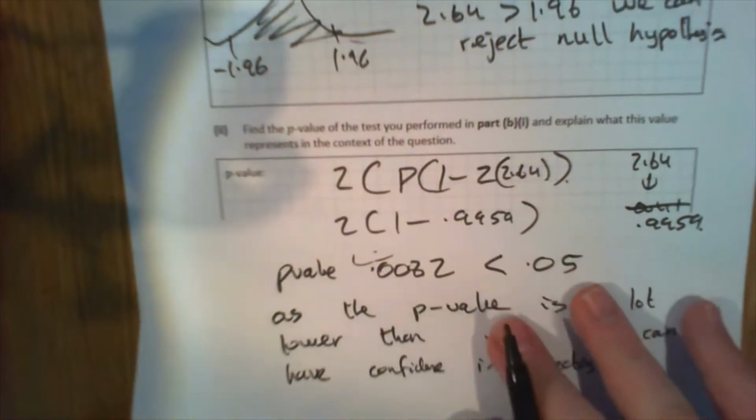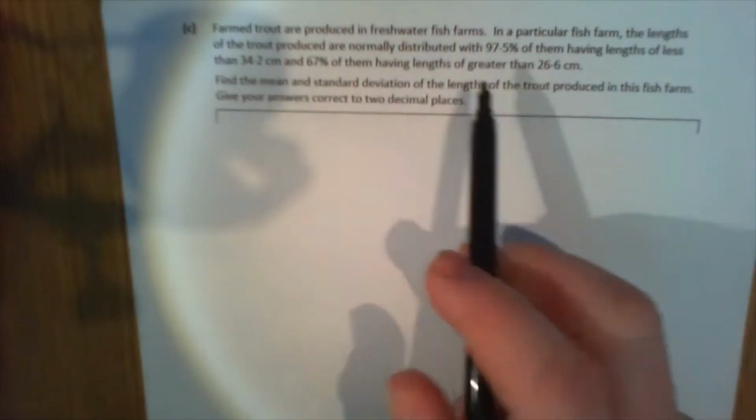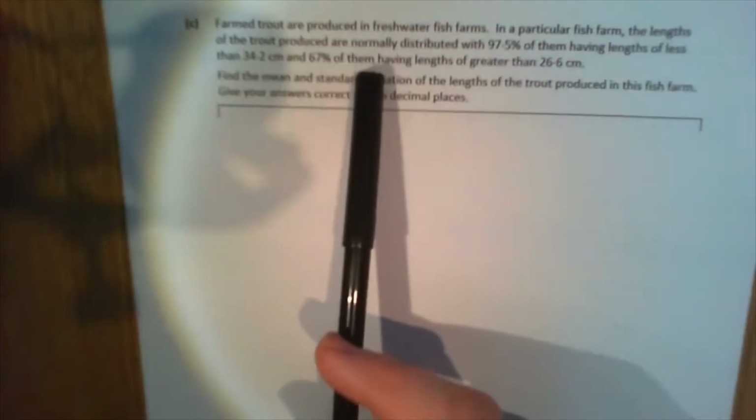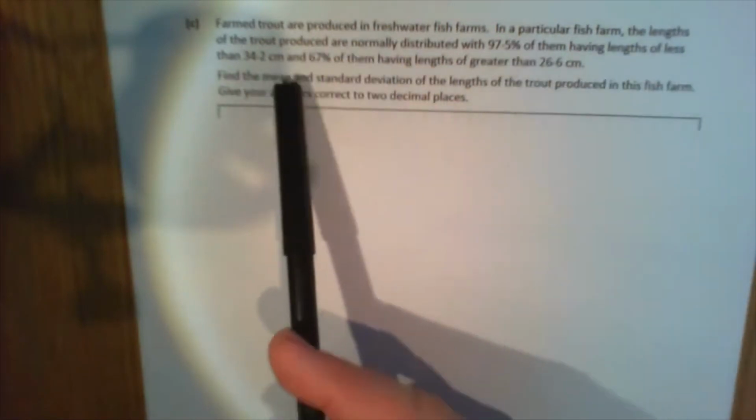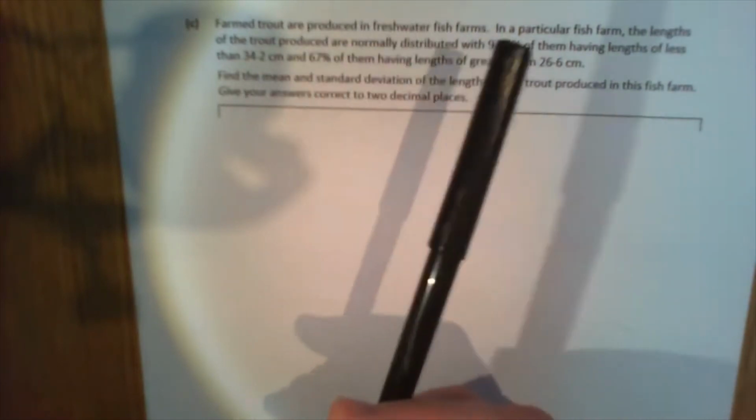Okay, right. Now, farmed trout are produced in freshwater. The lengths of the trout are normally distributed, with 97.5% of them having a length less than 34.2, and 67% of them having lengths greater than 26.6. Find the mean and standard deviation. So here they're giving us lots of information.